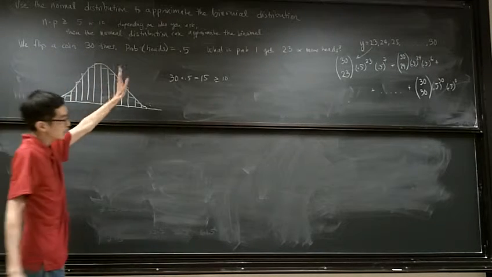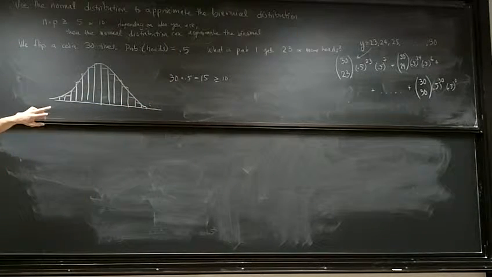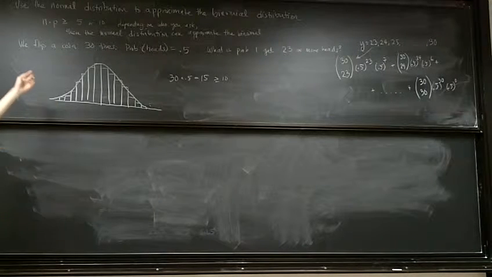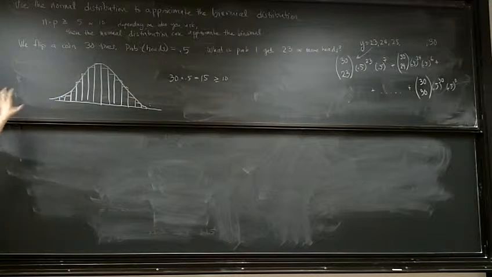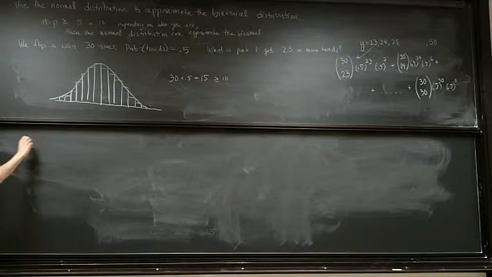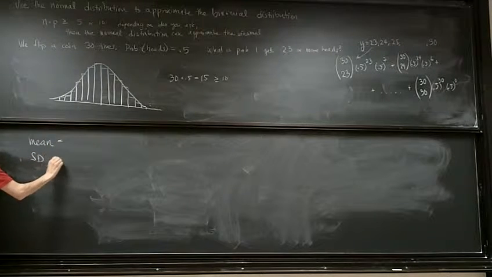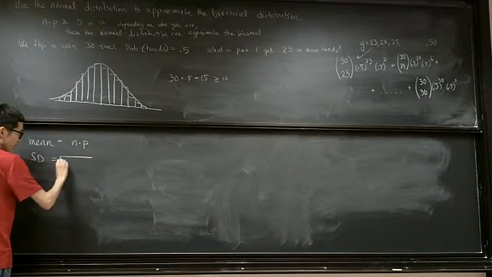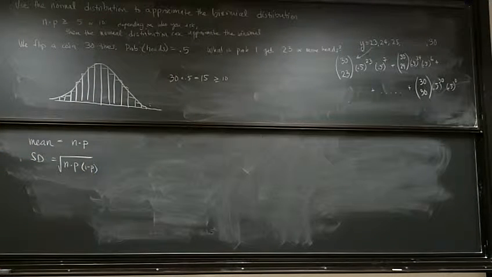So we're going to approximate the binomial distribution with the normal distribution, okay? Normal distribution needs a mean and a standard deviation. Binomial distribution takes an n and a p. So how do we go from the n and the p to the mean and the standard deviation? Do you guys remember? The mean is going to be n times p, and the standard deviation of the binomial is the square root of n times p times 1 minus p.